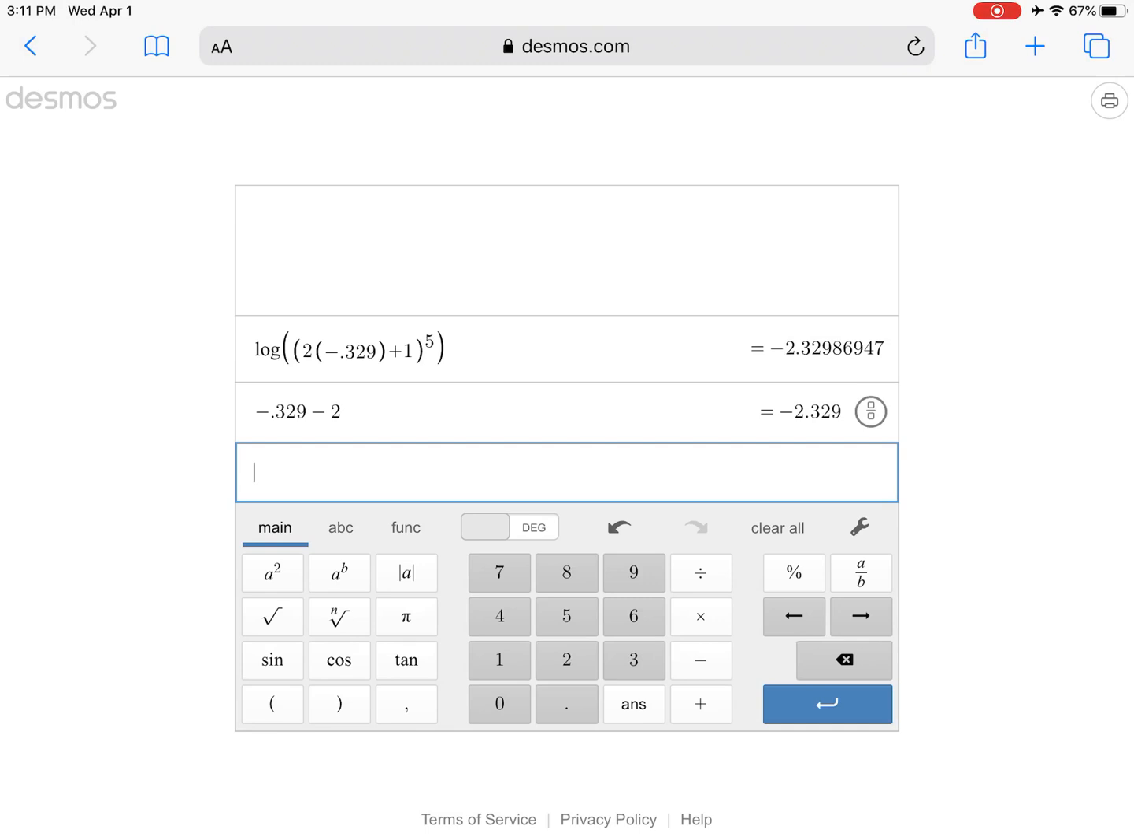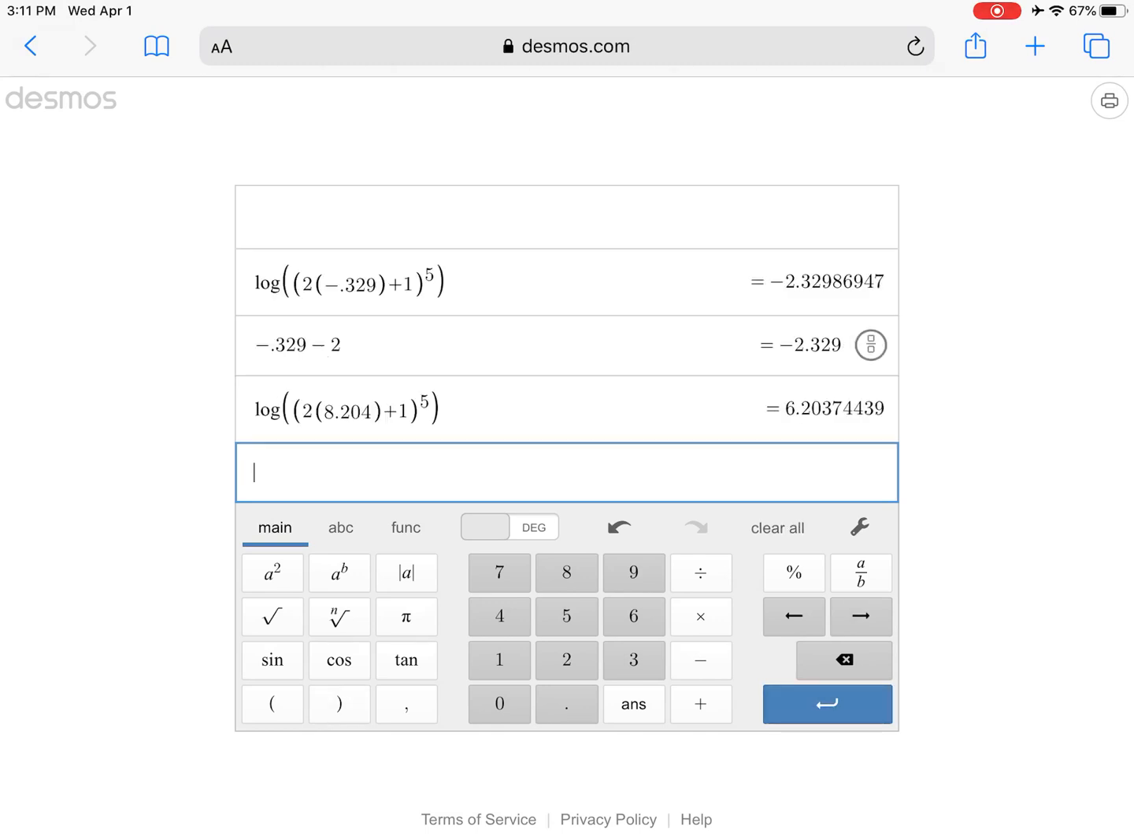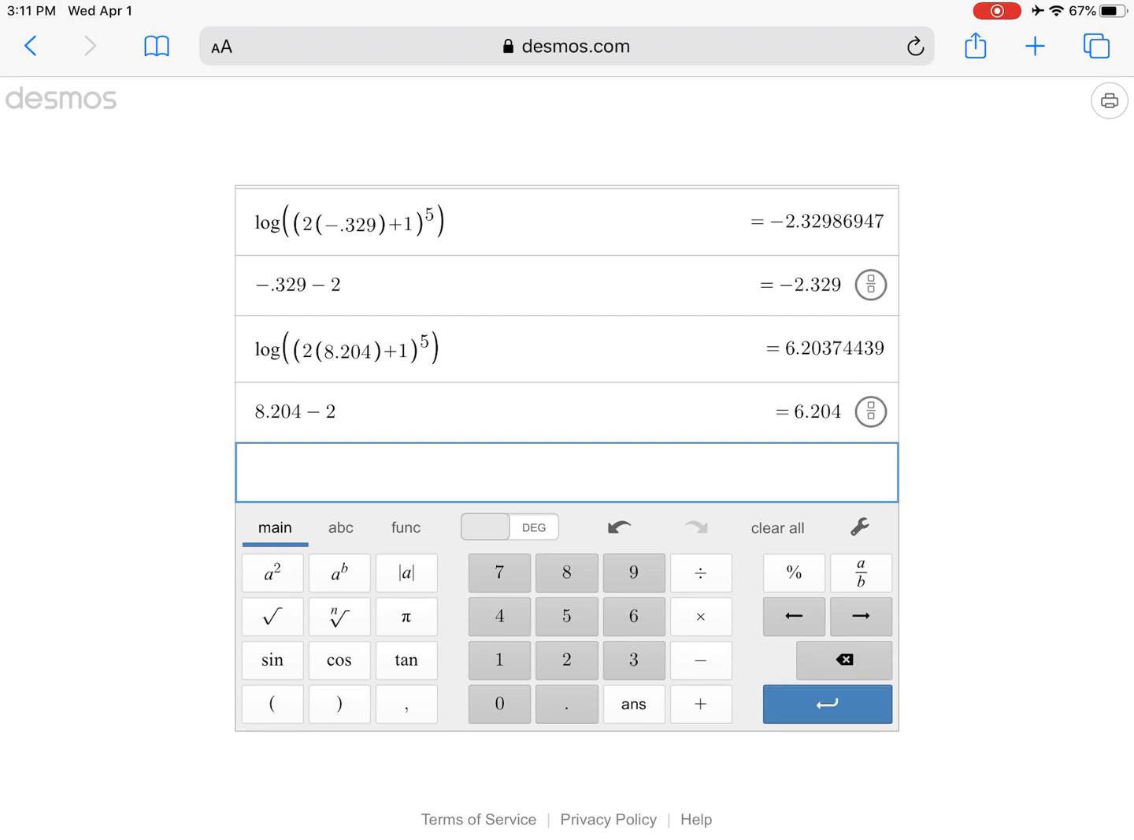Now for our other equation, we have the log of 2 times 8.204 plus 1, all raised to the 5th power, and that gets us 6.203744439. We want to make sure that's the same as 8.204 minus 2, which gets us 6.204, or just about.